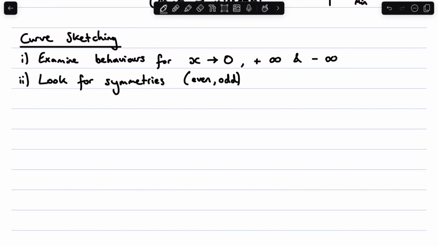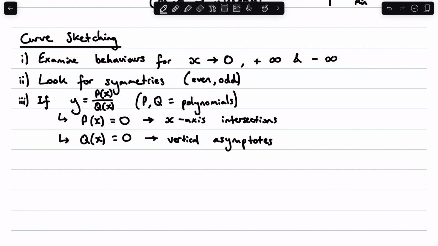Next would be looking for any symmetries, so whether the function's even or odd or anything like this. It will help us be able to just copy and paste it onto the other side instead of having to go through the whole process again on the other side of the y-axis.